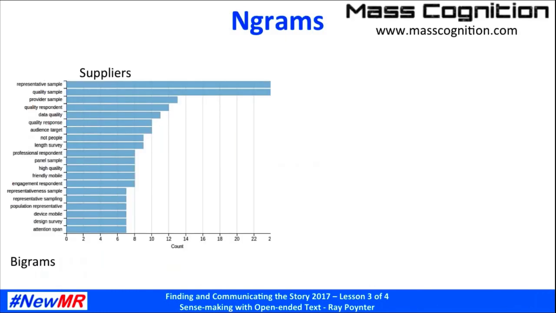The final example is from Mass Cognition, a new company in this area. And we're going to look at a couple of things. One is an n-gram. An n-gram is a combination of words. So in the suppliers' answers to this future of sampling question, the most common bigram, that's two words separated by a space, was representative sample. That's quite interesting. And quality of sample was pretty much equal to it.